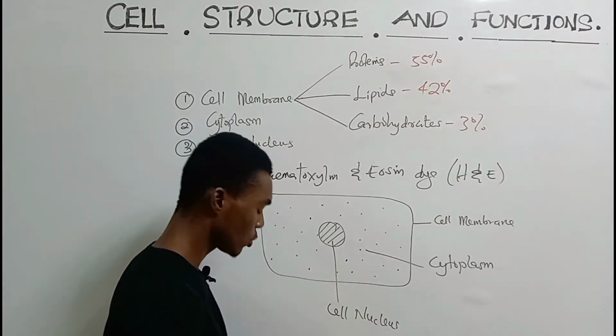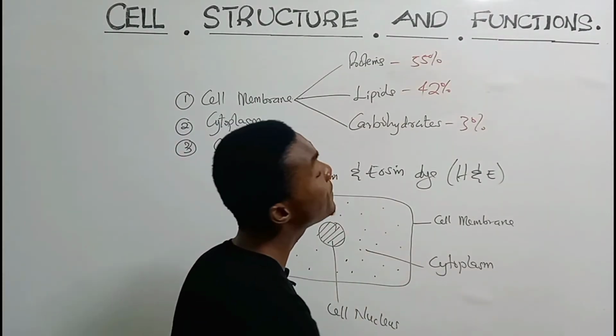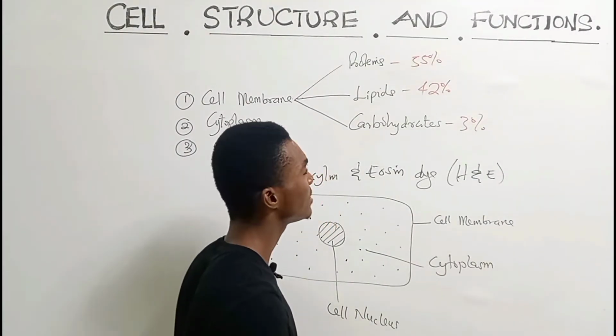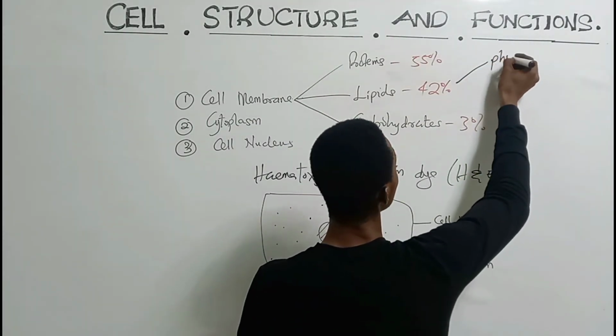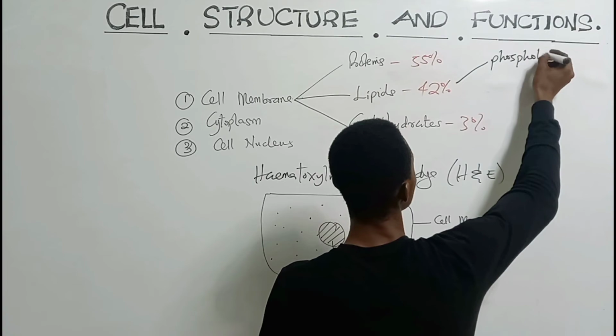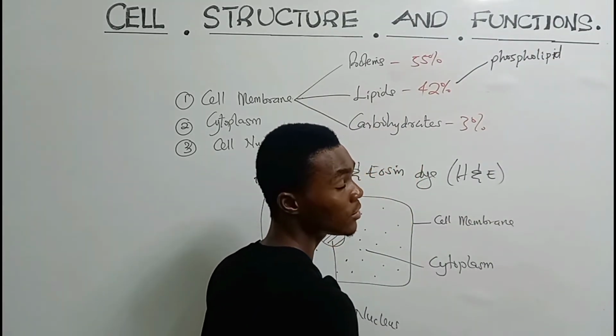So now let's try to enter into it. What types of lipids are found in the cell membrane structure? In the cell membrane structure, there are basically 3 different types of lipids. What are they? Predominantly, you can find phospholipids. They are the common types of lipids that can be found in the cell membrane structure.